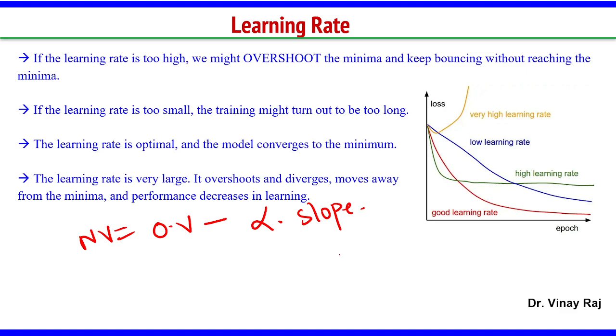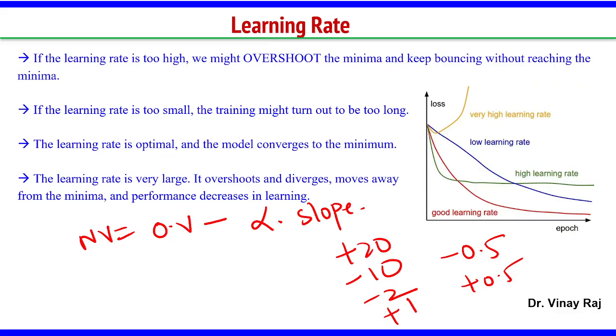First time you made it 70, then you made plus 20, 90, then minus 10, 80, then again you reduced minus 2, then again you increased plus 1, then maybe again you made minus 5, then again plus 0.5, right. So your learning rate is changing here. So, what should be your learning rate? How should you do that?